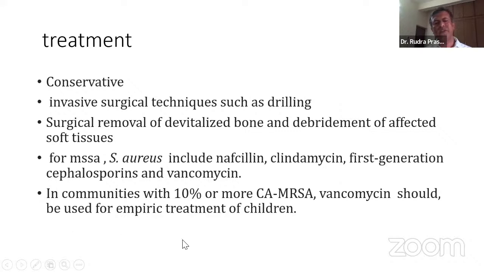What we start in our hospital, because there is a hospital supply, is cephalosporins. And if there is a suspicion of aggressive infection like MRSA, we start vancomycin. Otherwise, it is amikacin and ceftriaxone we start. But the indicated drugs are third-generation cephalosporins like cefazolin and cefuroxime. These are the drugs which are indicated.